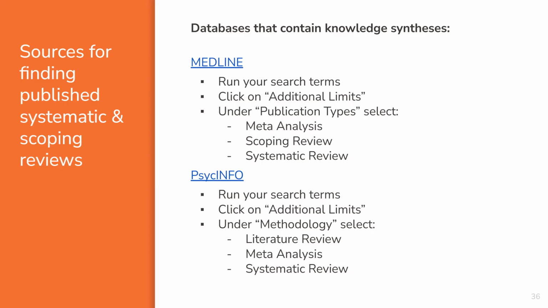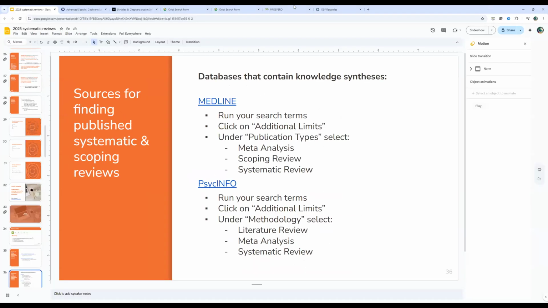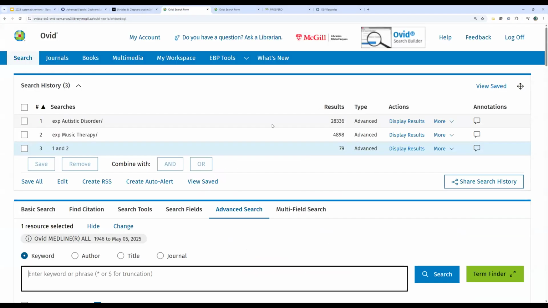Similarly, in the database PsycInfo, which is our main psychology database, you could run your search, click on Additional Limits, and then you'll see there's a methodology box with a drop-down menu, and you can choose from either literature review, meta-analysis, or systematic review. So let's do a quick demo of that so you can see what it looks like for real. So here is the database Medline.